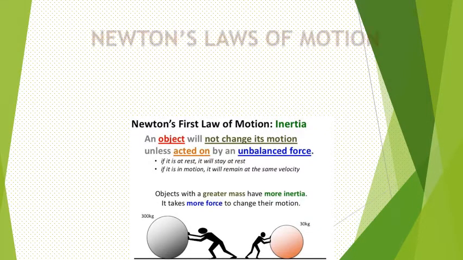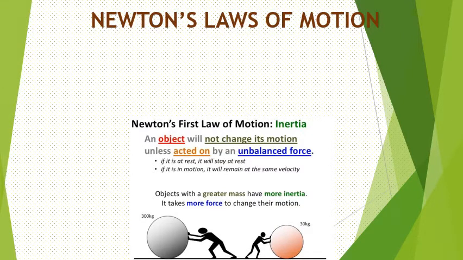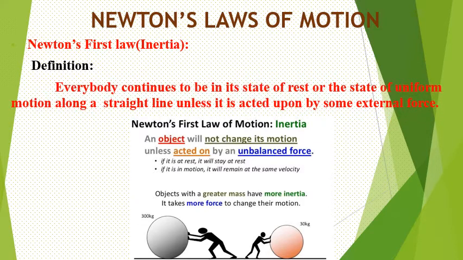Let's start with Newton's laws of motion. First law, Newton's first law, another name is inertia. The definition of Newton's first law is: every body continues to be in its state of rest or the state of uniform motion along a straight line unless it is acted upon by some external forces. Already we discussed this in the inertia topic.